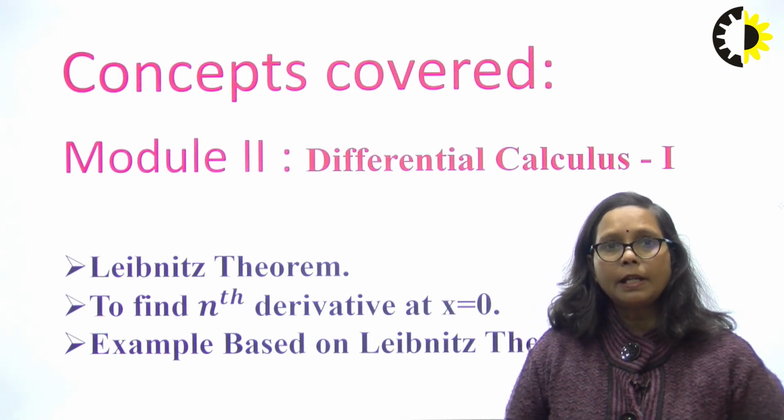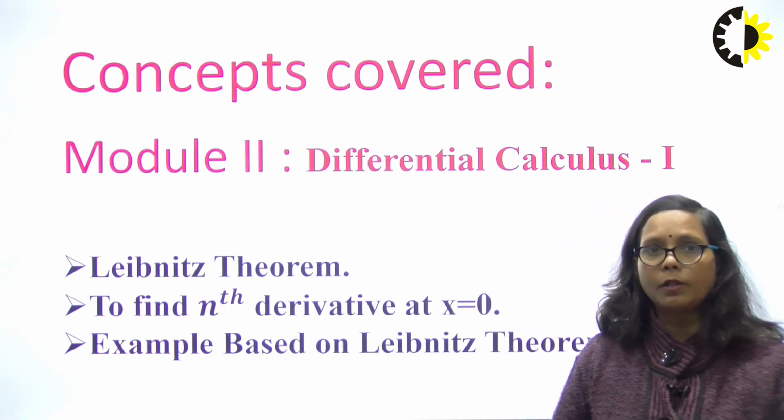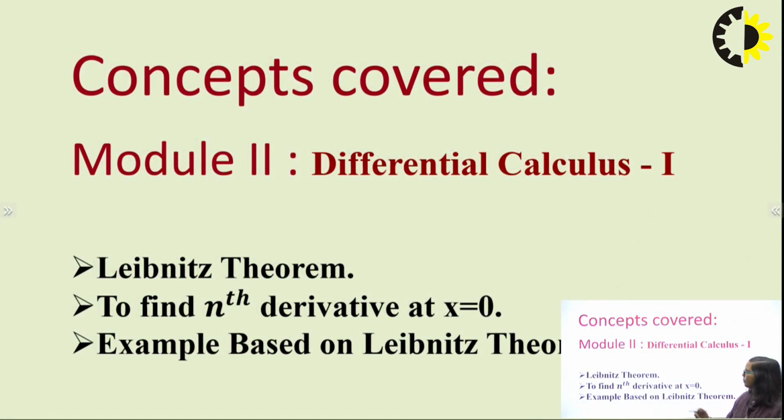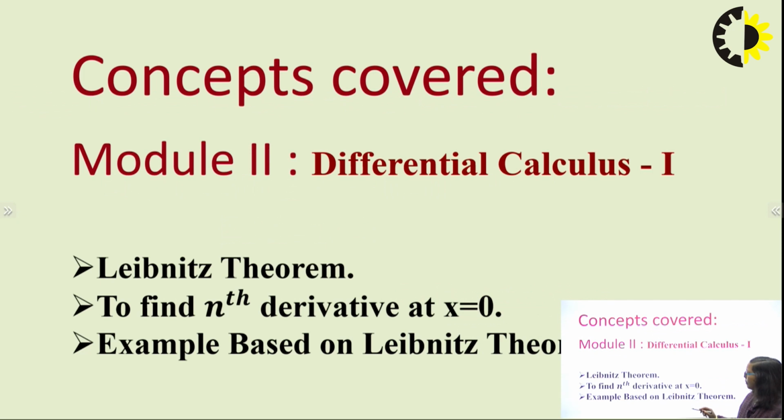The concept which I am taking over here is from Unit 2, Differential Calculus 1, and the subtopics are Leibnitz theorem to find out the nth derivative at x equal to 0, and examples based on Leibnitz theorem.